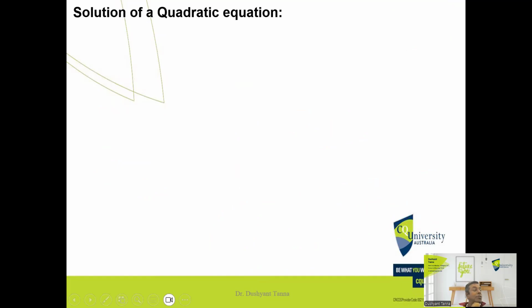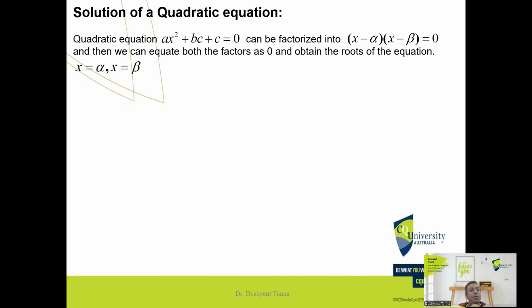Okay, here we come. Solution of a quadratic equation. A quadratic equation ax squared plus bx plus c can be factorized into x minus alpha times x minus beta is equal to 0. And then we can equate both the factors to 0 and obtain the roots of the equation, x is equal to alpha, x is equal to beta. Looks scary, but it's not.